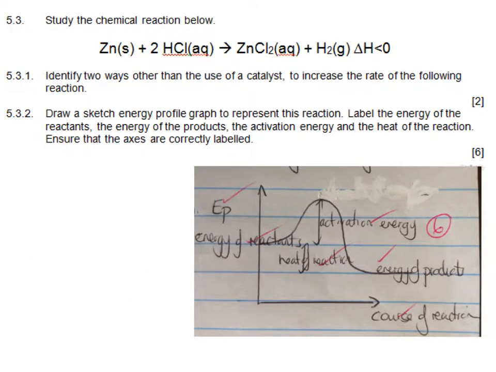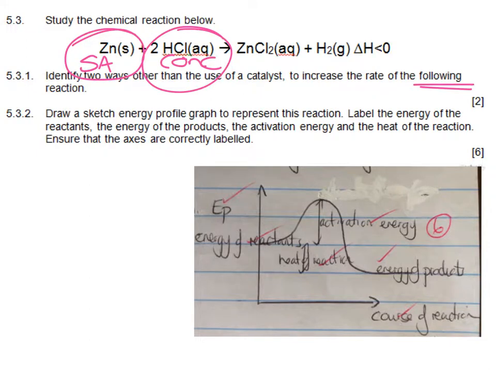Study the chemical reaction below to identify 2 ways, other than the use of a catalyst, to increase the rate of this reaction. So I have to increase the surface area of the zinc by chopping it into a powder. I have to increase the concentration of the hydrochloric acid, and I could say generally that I need to increase the temperature. But you need to be specific with these. You can't just say increase surface area, increase concentration, increase temp. Well, you can just say increase temperature, but you can't say the other two.